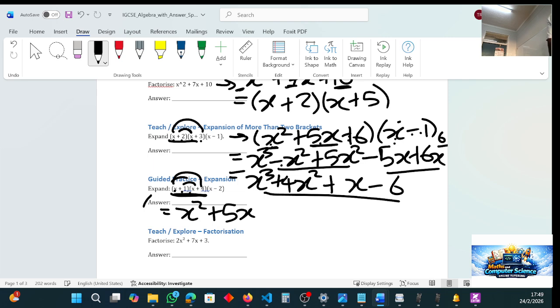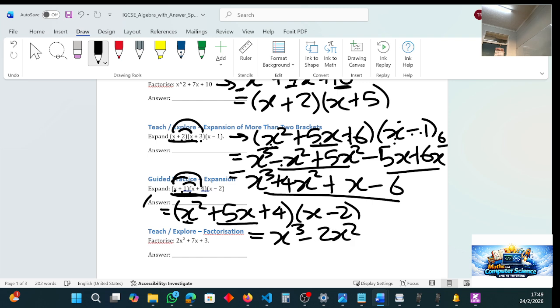And the last term will be 1 times 4. That will be giving me positive 4. And I'm expanding it with x minus 2. So when I do the same, let me do my equal sign here, where I'm saying x squared times x, it gives me x cubed. X squared times negative 2, that's minus 2x squared.